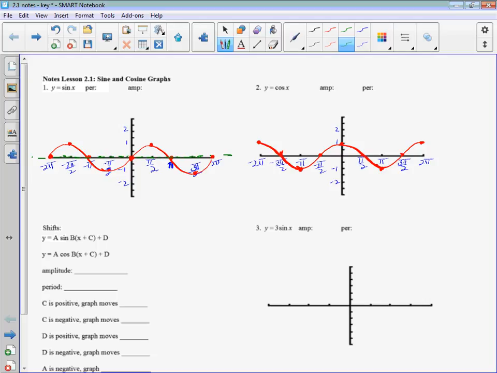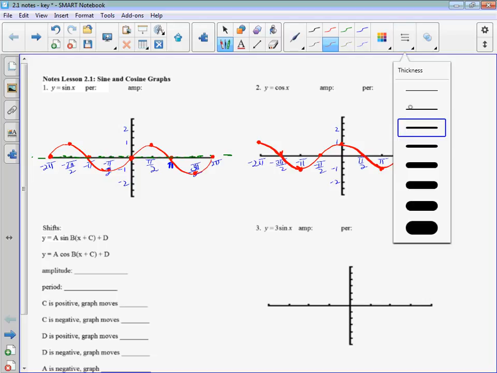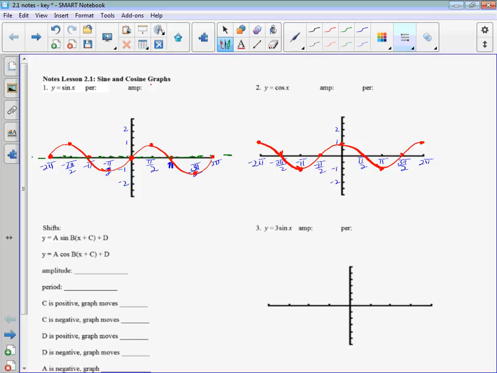Then the next thing we're going to look for is amp. That stands for amplitude. That's talking about the height from the midline to the top of the graph. So what do you think? From the x-axis to the top of the graph, how far is that? 1. Your amplitude then of the parent graph is 1. Amplitude will always be positive, because it's talking about height.